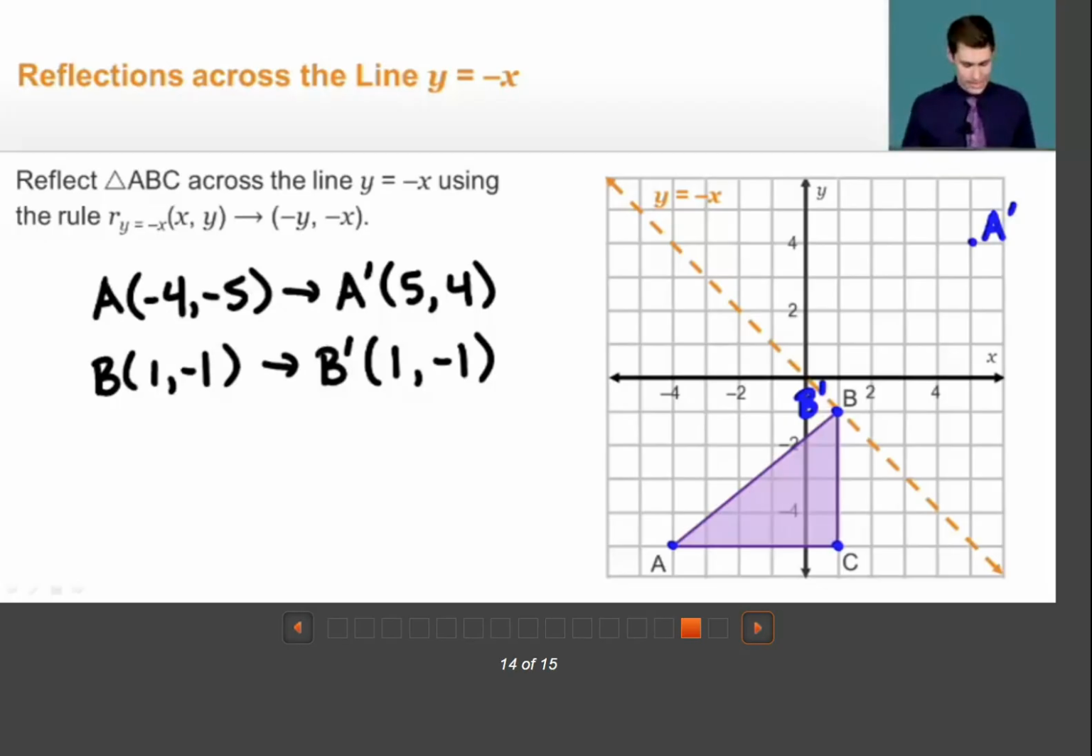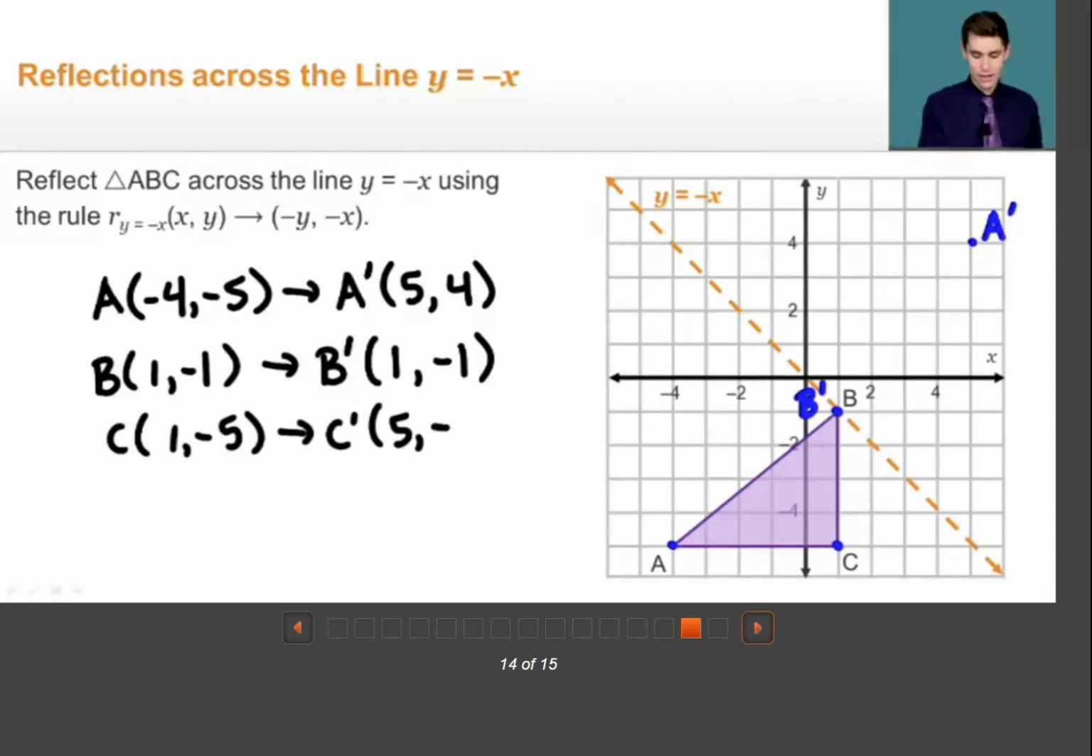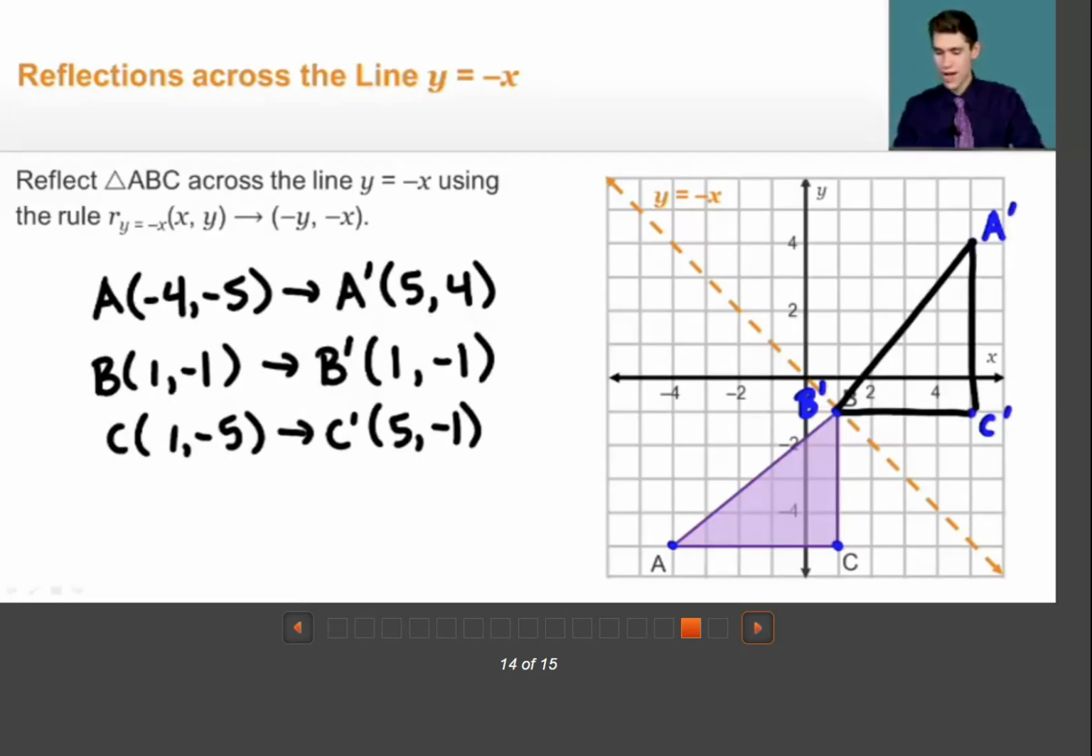And finally, point C. Point C is located at (1, -5). We're going to map to C prime, which is located at (5, -1). I figured that out by switching the x and y coordinates and negating each based on the rule. So I can add that to the coordinate plane, and I just need to connect these points together so that I can see my image and the result of the reflection.